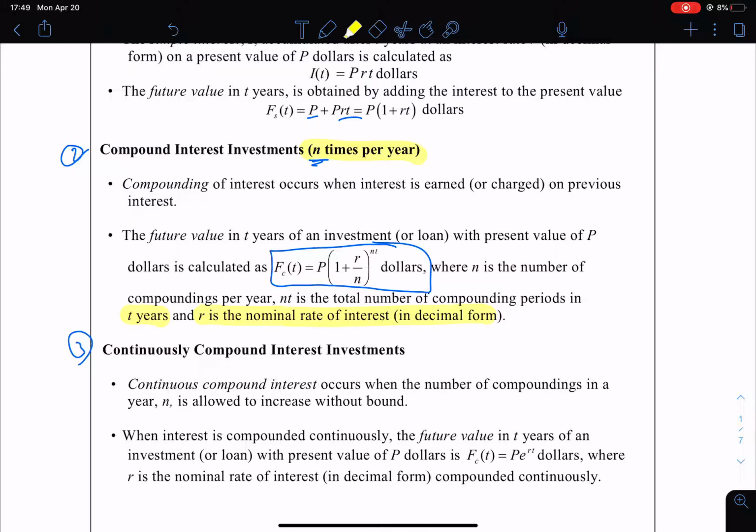You can see from the keyword here, compound quarterly, that n is 4. When n is 4, let's read the question. To find the value of the investment after 19 months. Because we are given the value of n is 4, then we know 12 divided by 4 is 3 months. So that means you can only get your money back every 3 months.